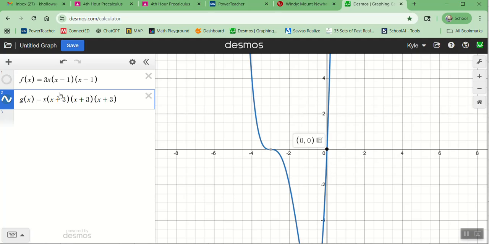When it showed up 3 times, or thrice, did my function cross or did it bounce? Here's my root that shows up 3 times, and it crossed. If it shows up an odd number of times, we cross. If the root shows up an even number of times, we bounce.